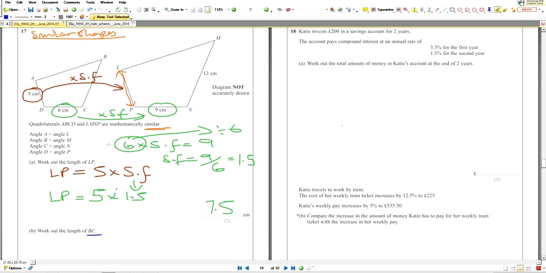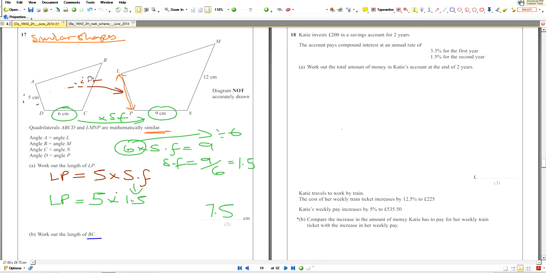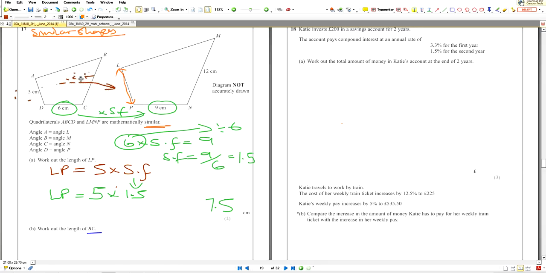Okay, work out the length of BC. So BC is where? I'm going to rub off some of this stuff because it's getting in the way now for the next part of the question. Rub off all this stuff here. Oh, that's a bit easier. Press that and press delete.